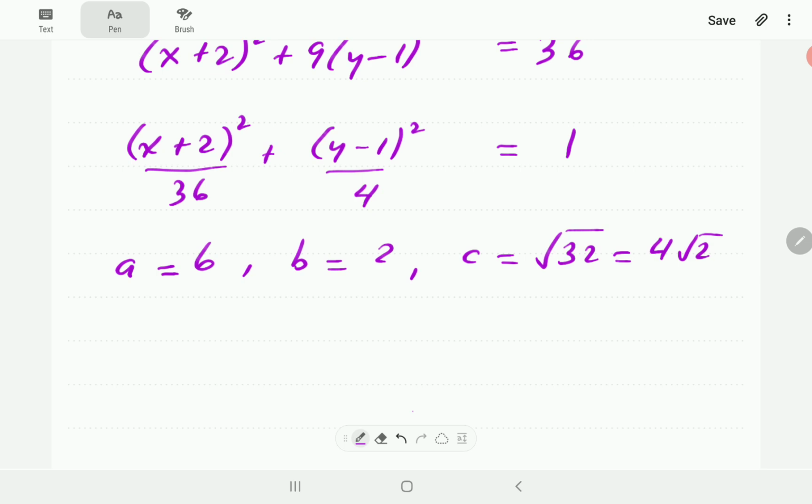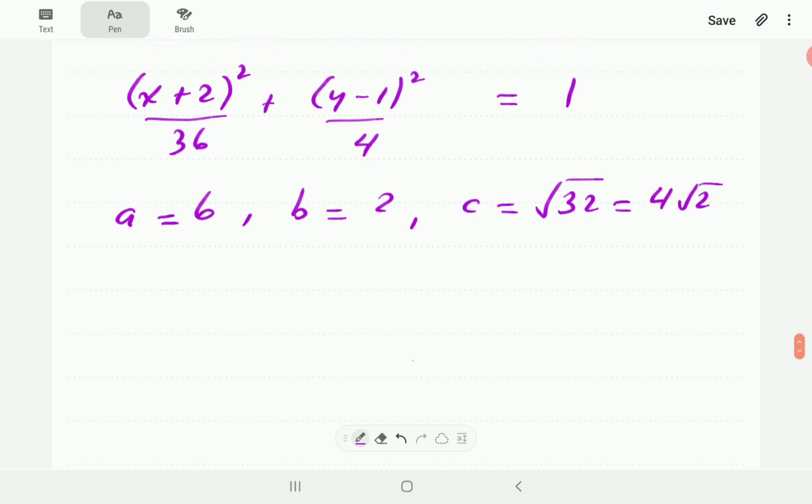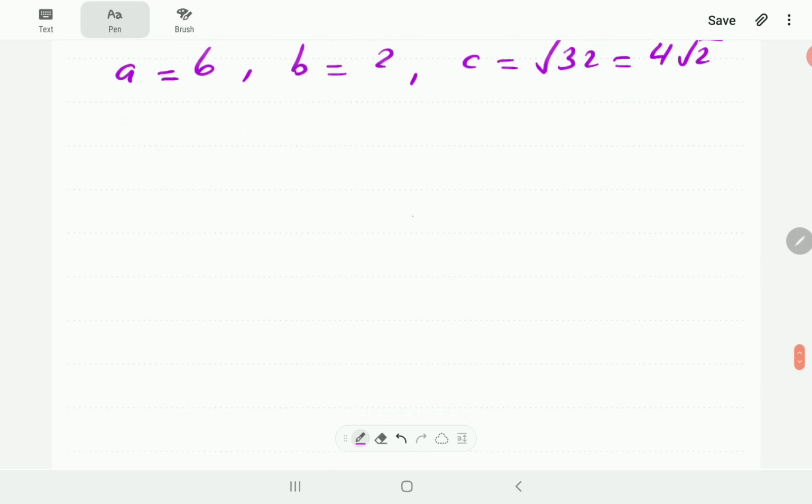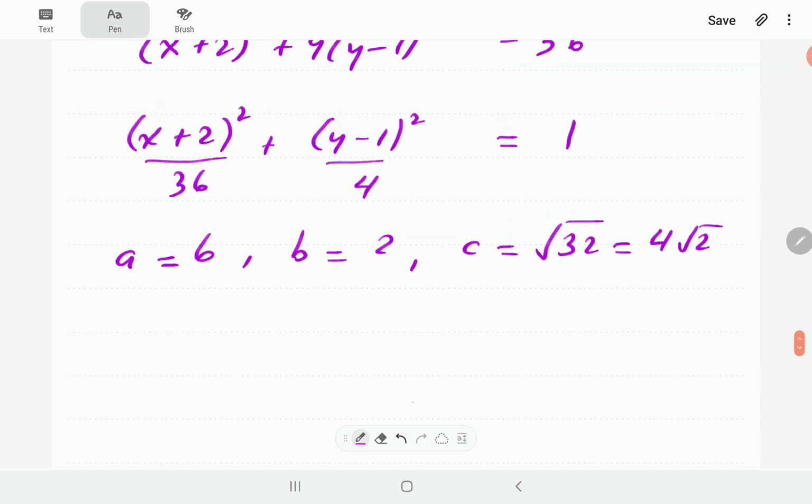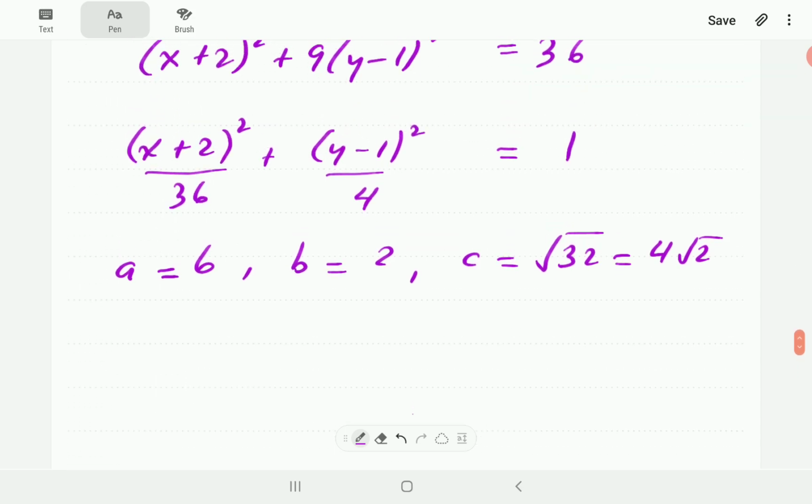Now, since the a squared is dividing the x term, again what this means is that the major axis of this ellipse is going to be horizontal. But before we get there, let's do the coordinates of the center. So the center is going to be at minus 2, 1, given by these two numbers here.